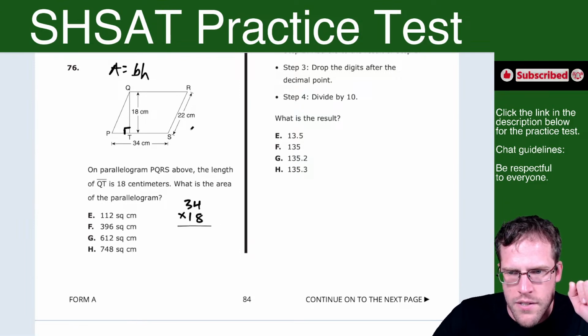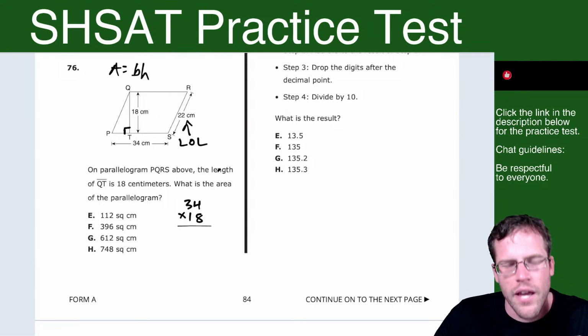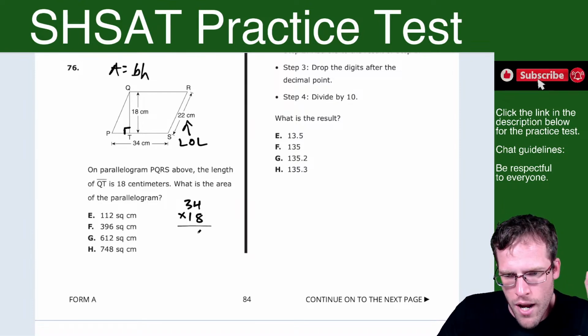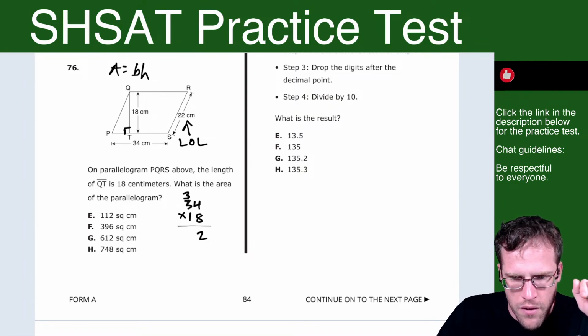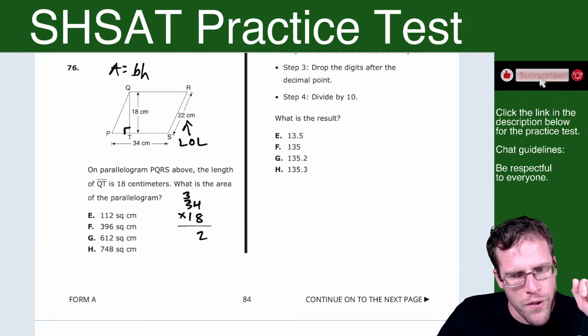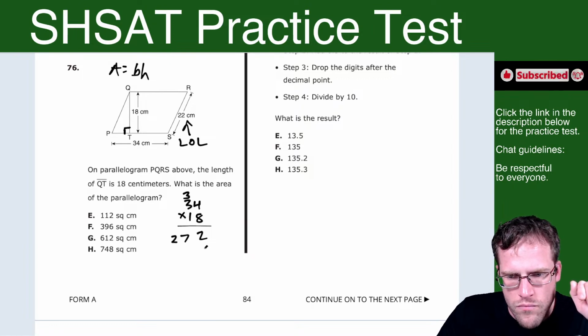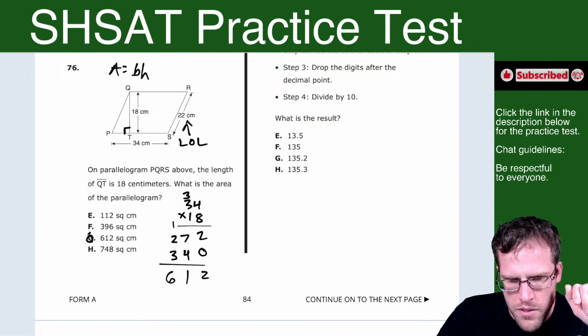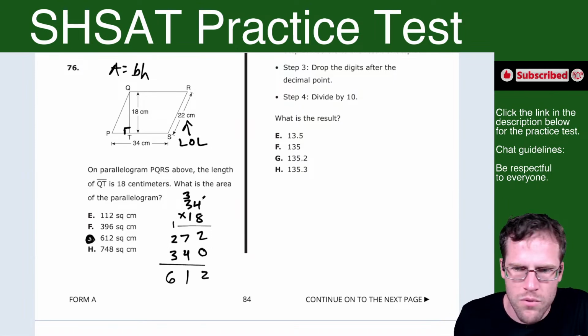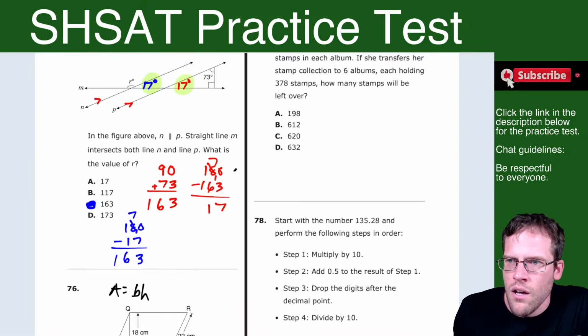So this one, it's like LOL. This is extra. Distraction, okay? So the traps in this test are very powerful. Be careful. So 32, carry the 3, and then 8 times 3 is 24, plus 3 is 27. Placeholder, and then we have 1 times 4 is 4, 1 times 3 is 3. So this works out to 612 square centimeters. I'm going with this.